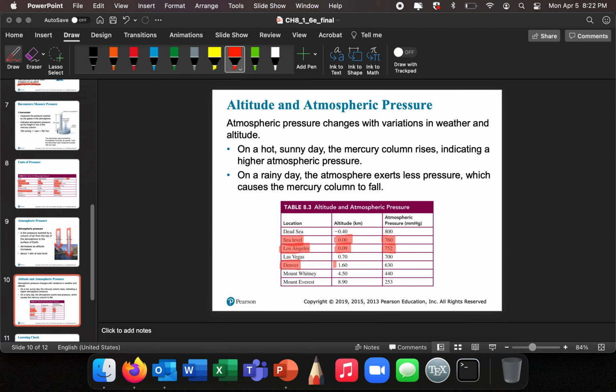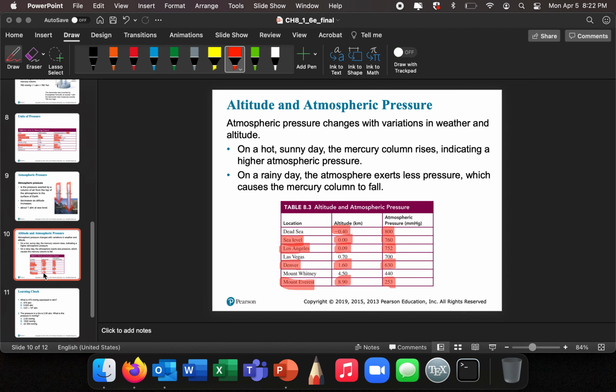Denver, which is pretty high, right? It's about a mile high, and its atmospheric pressure is 630 millimeters of mercury. The Dead Sea, which is actually lower than sea level, amazingly, has a higher atmospheric pressure. And Mount Everest, which is really high, right, 9 kilometers high, has an atmospheric pressure of 253. Really hard to breathe up there.